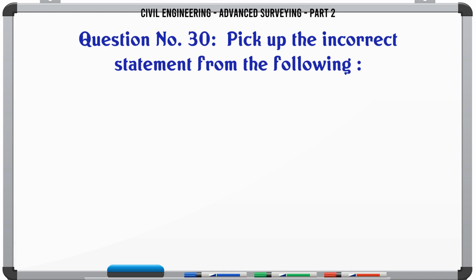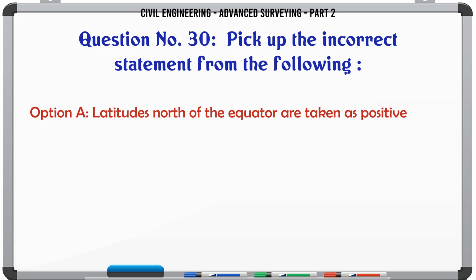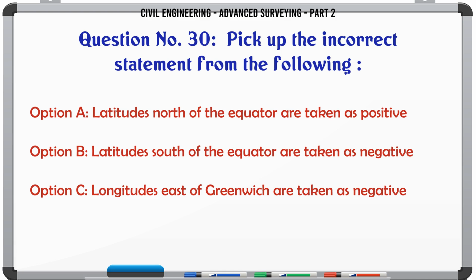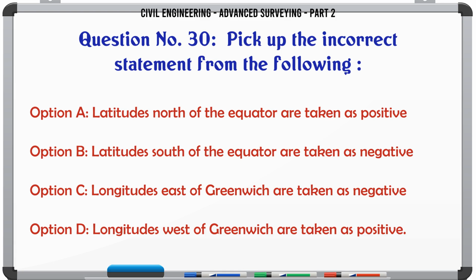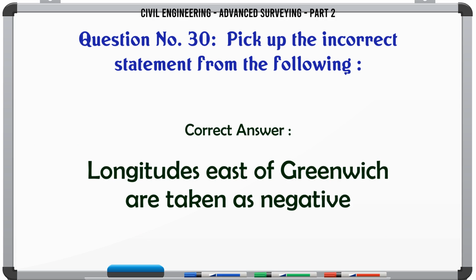Pick up the incorrect statement from the following. A. Latitudes north of the equator are taken as positive. B. Latitudes south of the equator are taken as negative. C. Longitudes east of Greenwich are taken as negative. D. Longitudes west of Greenwich are taken as positive. The correct answer is longitudes east of Greenwich are taken as negative.